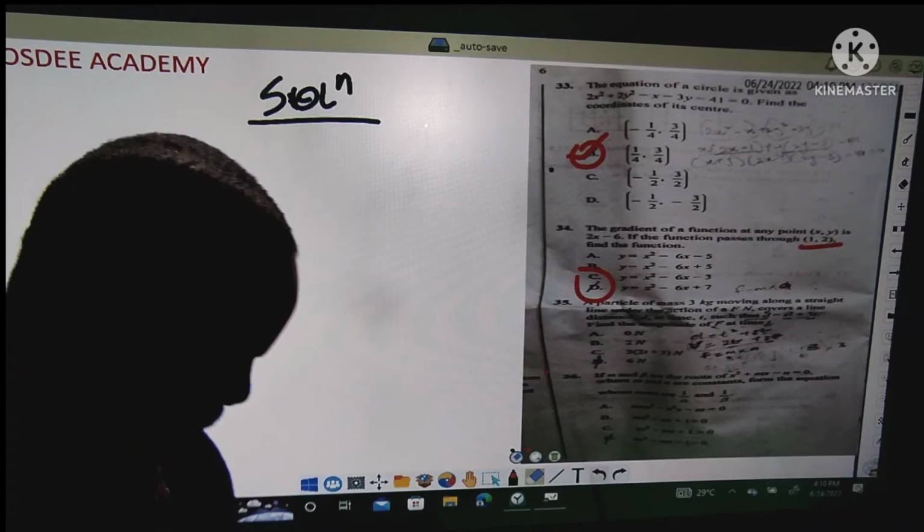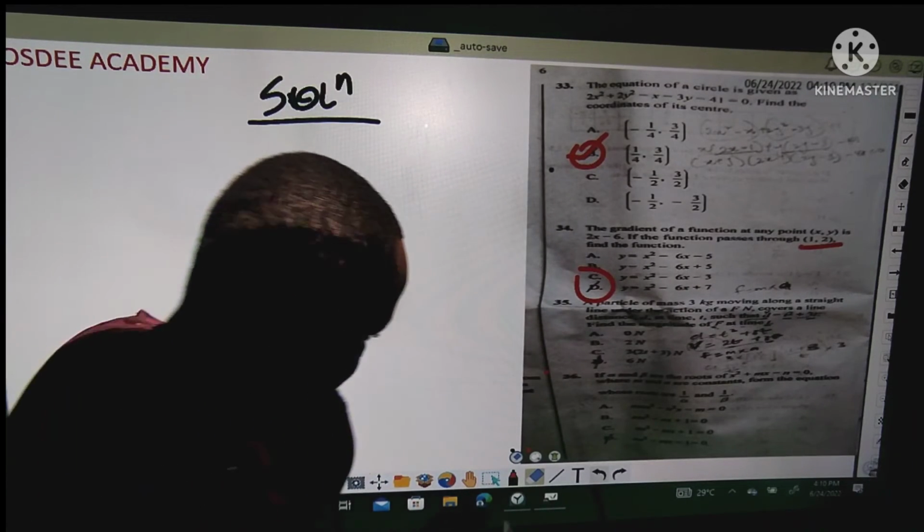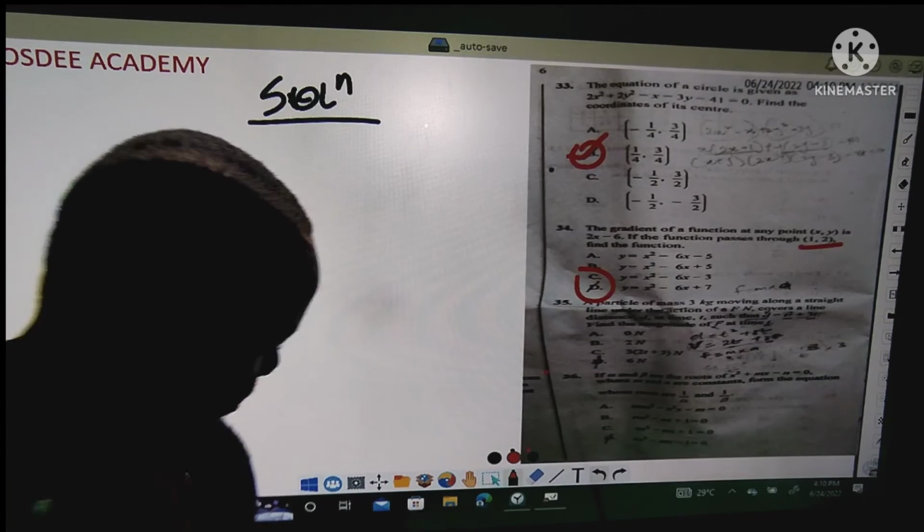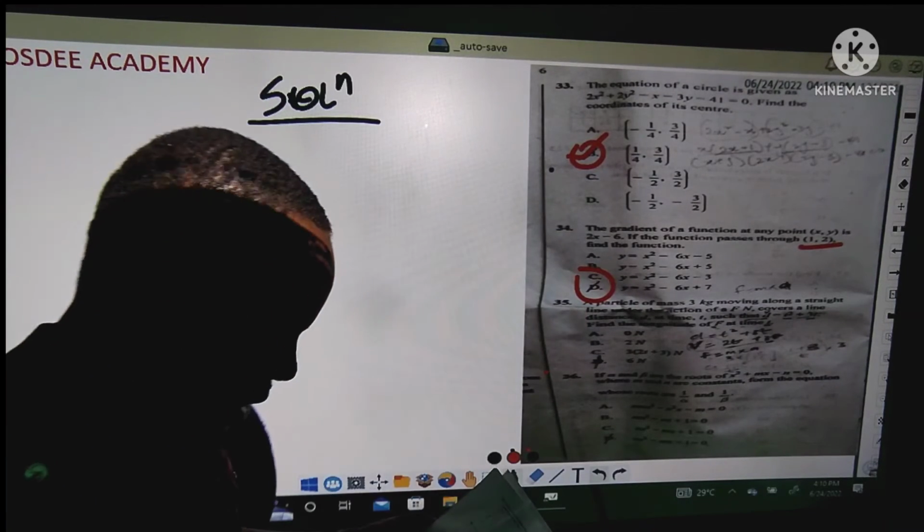Now, next one is a particle of mass 3 kg moving in a straight line. The particle is moving in a straight line. Let's use a green pen. It's moving in a straight line.